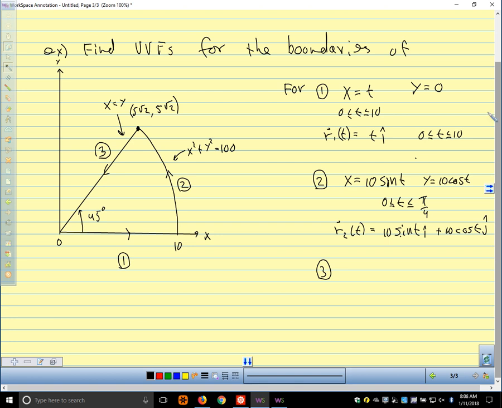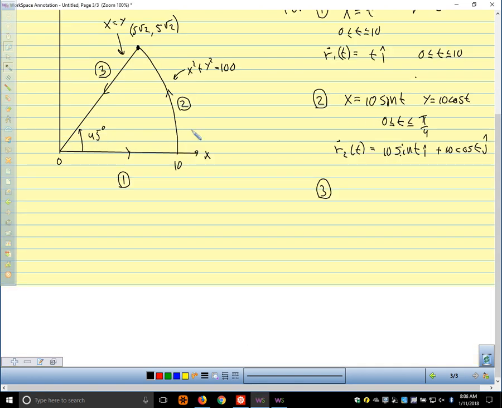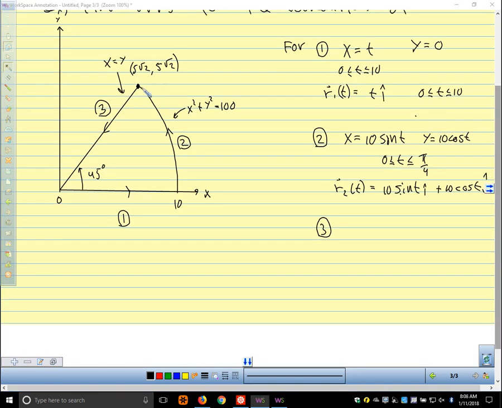All right, so we know that y equals x. And we want x and y both to go from 5 square root 2 to 0. So how are we going to parameterize that?